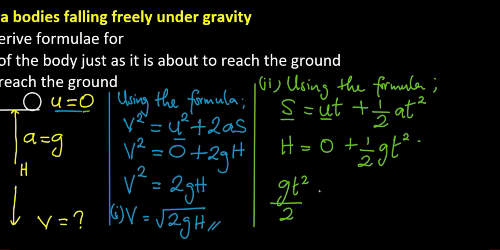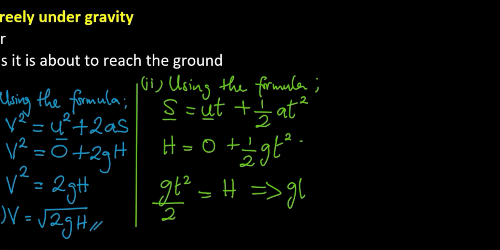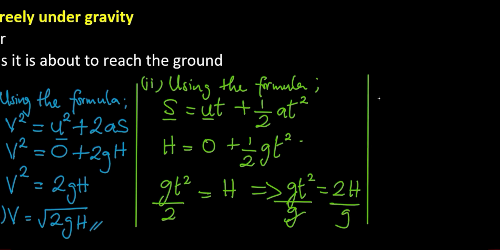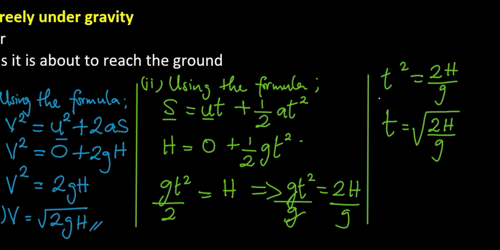So gt squared over 2 is equal to h, and we can cross multiply. gt squared is equal to 2h. We divide everything by g, so we have t squared is equal to 2h over g. To get our t now, we take the square root of both sides, so t is the square root of 2h over g. That is the time it takes to reach the ground.